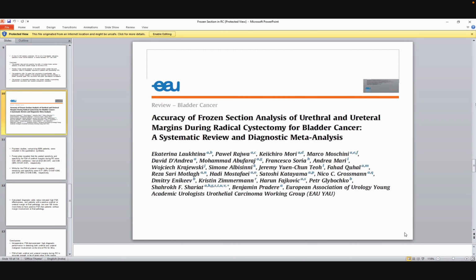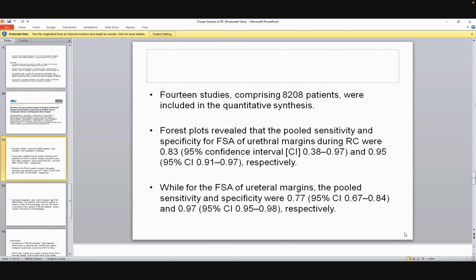Another study is accuracy of frozen section analysis of urethral and ureteral margins during radical cystectomy for bladder cancer. It is a systematic review and diagnostic meta-analysis. Fourteen studies comprising 8,208 patients were included in this quantitative synthesis. The forest plot revealed that pooled sensitivity and specificity for frozen section analysis of urethral margins during radical cystectomy were 0.83 and 0.95 respectively. While for frozen section analysis of ureteral margins, the pooled sensitivity and specificity were 0.77 and 0.97 respectively.